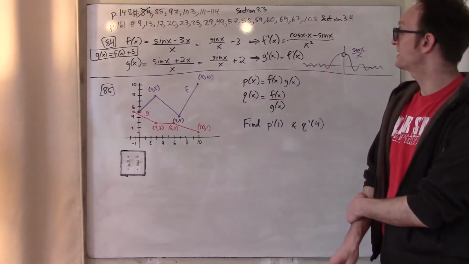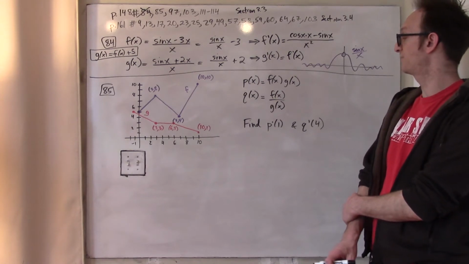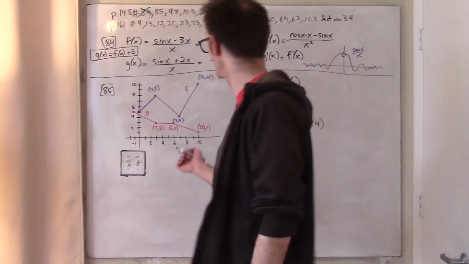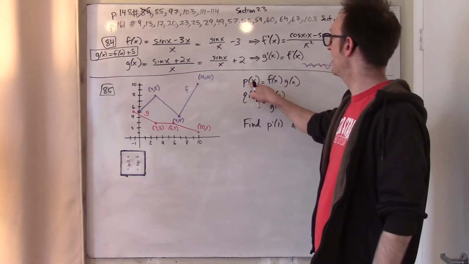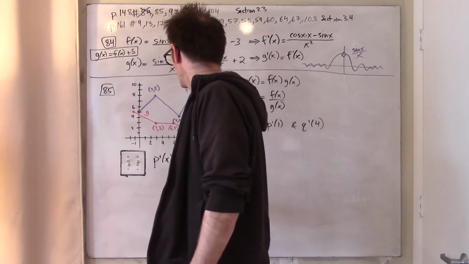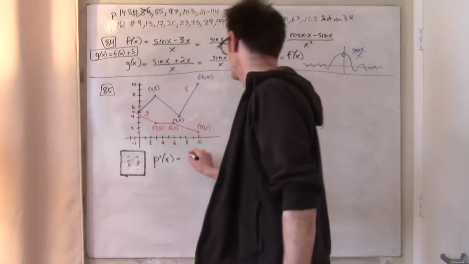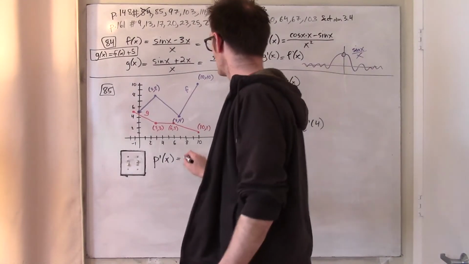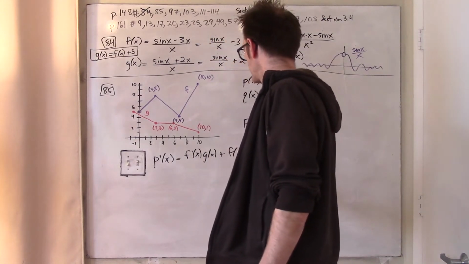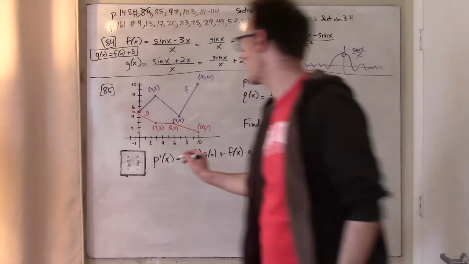What's p? P is the product of f and g, and q is the quotient of f and g. And we're being asked to find p prime of 1 and q prime of 4. Okay, so we really just get to it. There's nothing much to do here. If p is the product of f and g, then what is p prime? Well, here we're just regurgitating the product rule. What is the product rule? It says that the derivative of the product of 2 functions is the derivative of the first times the second plus the first times the derivative of the second. So there is the product rule in general.